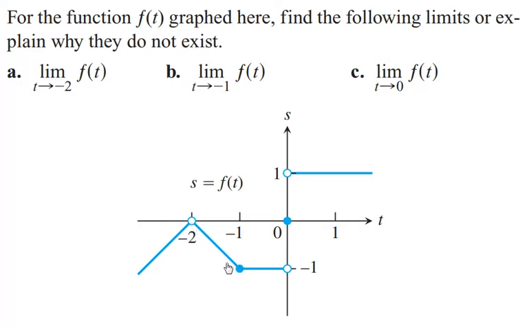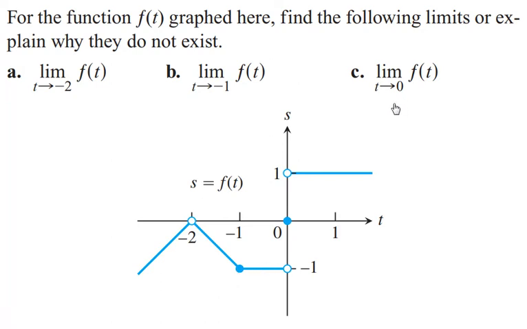Part B, limit of f(t) when t approaches -1. As you see here, when t approaches -1 from the left hand side, f(t) approaches -1, and when t approaches -1 from the right hand side, f(t) approaches -1 as well. So from the left hand side and right hand side, they are equal, and they are equal to -1. And for this case, because the dot here is filled, it means that the limit from the left hand side equals the limit from the right hand side. It will be equal to the limit of the function, and it will be equal to the value of the function at this particular point.